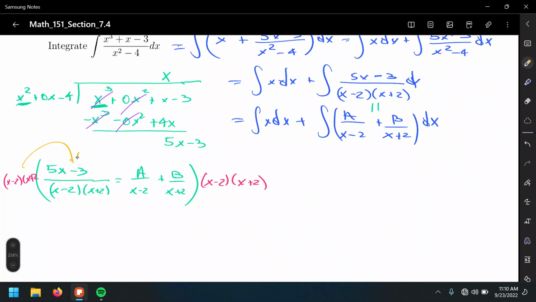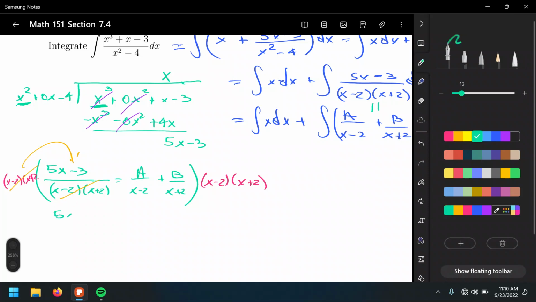So distributing over the left hand side, actually all of it cancels, leaving us with 5x minus 3 equal to, when we distribute over the right hand side for the first term, notice how the x minus 2's cancel, leaving us with a times (x plus 2). When we do the second distribution over the second term, the x plus 2's cancel, leaving us with the product between b and (x minus 2). And this is our basic equation.